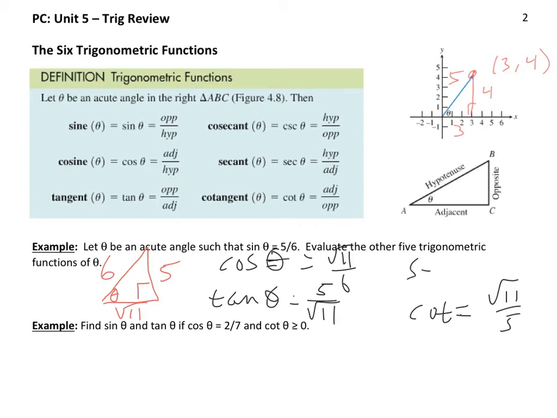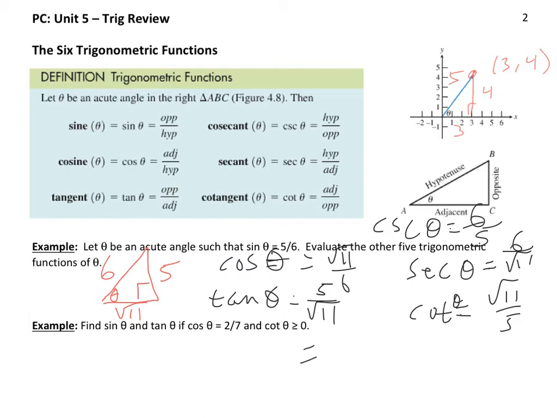And then the secant is going to be the reciprocal of the cosine. So it's going to be 6 over root 11. And then you have the cosecant, which is just the reciprocal of the sine. It's 5/6, so the cosecant's got to be 6 over 5. Then at that point, you go ahead and rationalize and get any radicals out of the denominator.